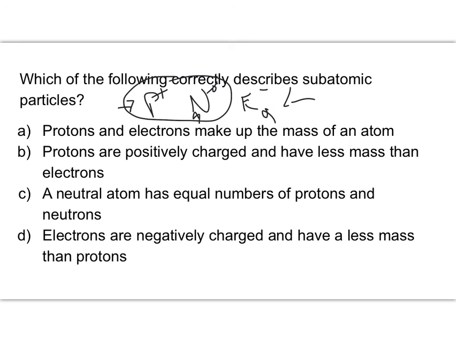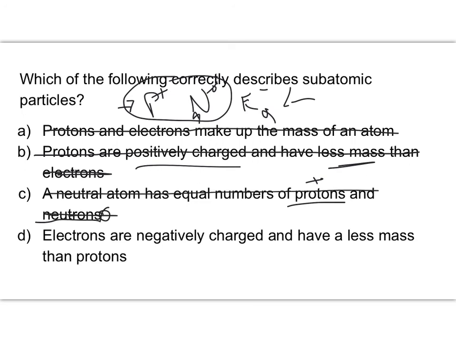So, looking at the choices, protons and electrons make up the mass. Nope. Electrons have no mass. Protons are positively charged, that's correct, and have less mass than electrons. No, that part's not right, because protons have mass and electrons don't. A neutral atom has equal numbers of protons and neutrons. Well, protons are positive and neutrons are neutral, so that would actually make it positive, not neutral. Electrons are negatively charged and have less mass than protons. Well, there we go. Electrons are negative, protons are positive. Protons have mass, electrons do not. So the correct choice was this last one here.